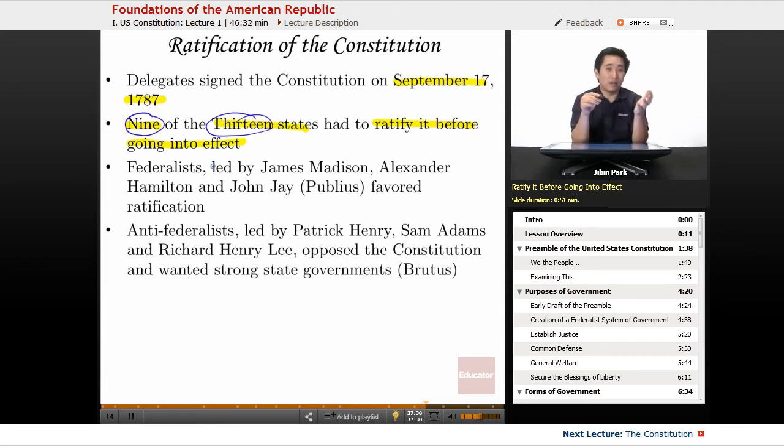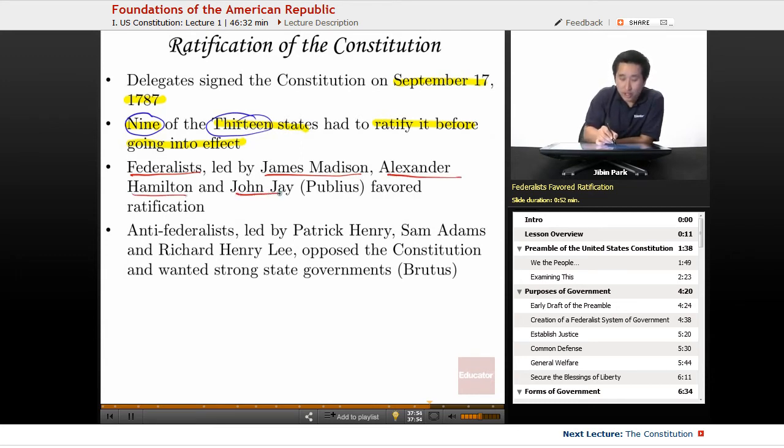When the Constitution actually went into effect, whether with the 9th state or the 13th state, most historians will go for the 9th state. Those that were leading the charge that this Constitution was really good and in the best interests of the young country were the Federalists, and they were led by James Madison, Alexander Hamilton, and John Jay. As a trio, they wrote under the pen name Publius, and they favored ratification of the Constitution.